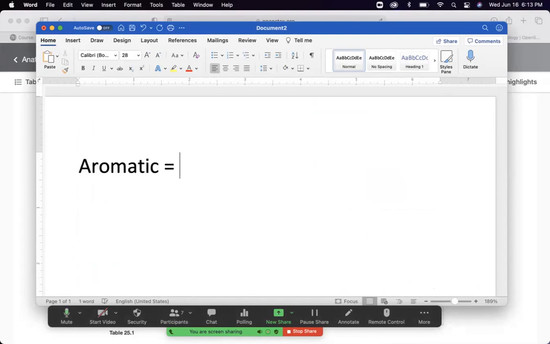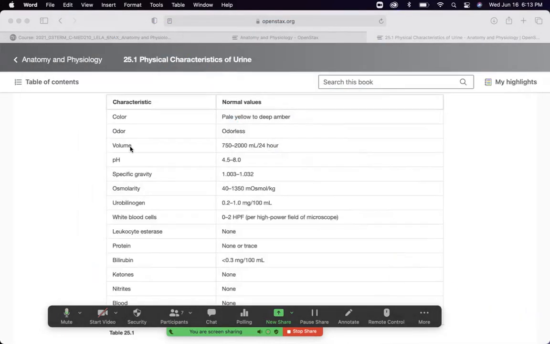Now, what does aromatic mean? It means urine smell. And we all know what that smells like. Now, this is not a clinical class, but anything other than your typical urine smell, what's an abnormal urine smell? Foul. Foul smelling smells like hot garbage.